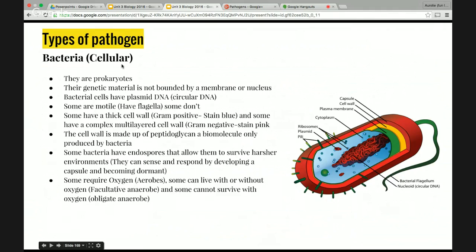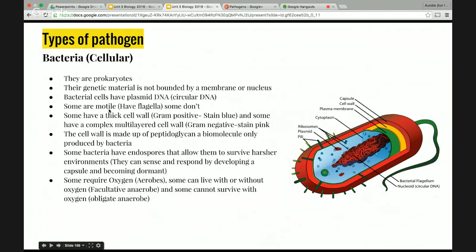And a bacteria is a cellular pathogen. Here is a picture of what a bacteria would look like. As you already know, bacteria are prokaryotes. This means that they do not have membrane-bound organelles. Bacterial cells have plasmid DNA. So plasmid DNA is circular DNA, as you can see here. And we have circular DNA. It's not enclosed within a membrane, within a nucleus.